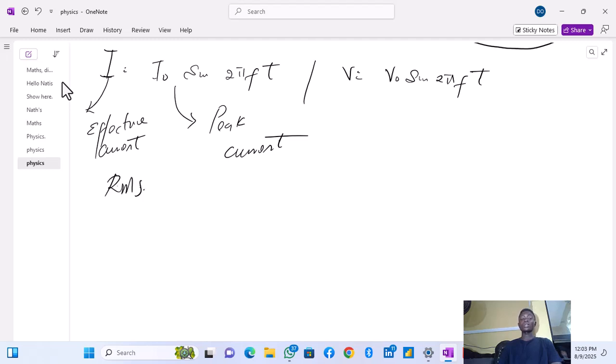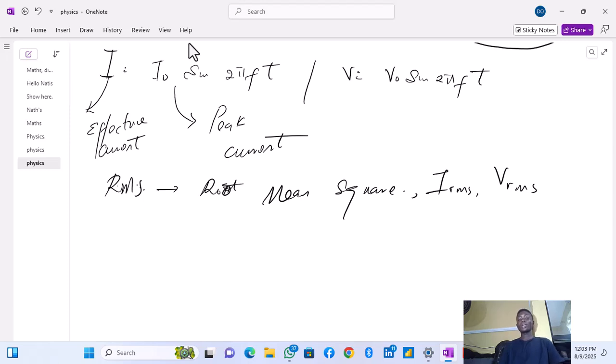So what is RMS value? RMS value is the root mean square value. That's what RMS means. So we have the root mean square for voltage and for current. They call it IRMS and VRMS. So we want to talk about that.